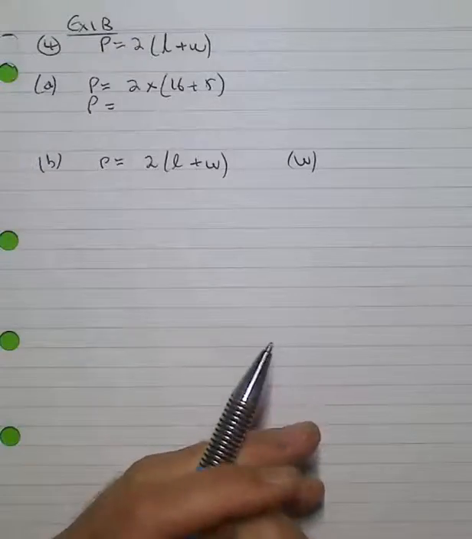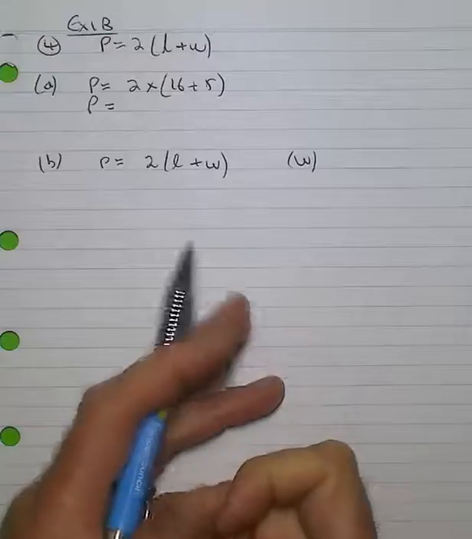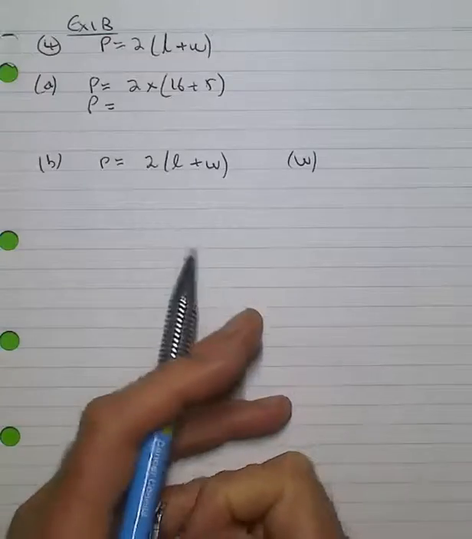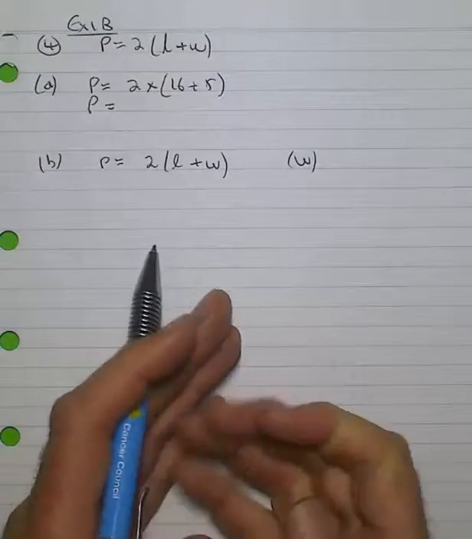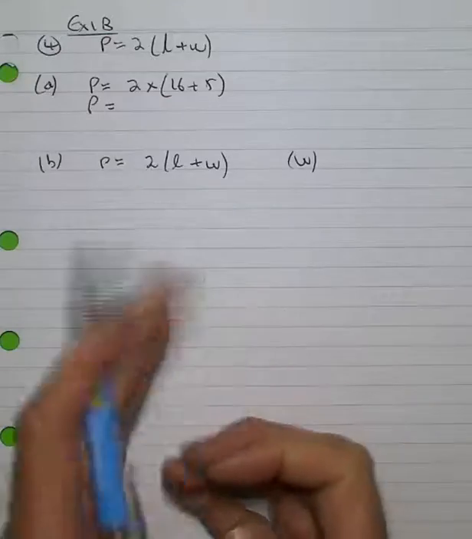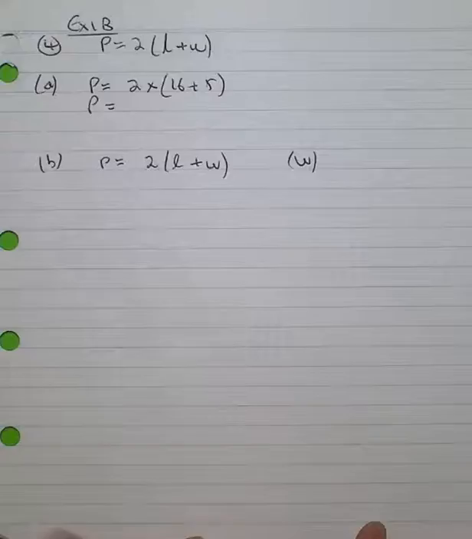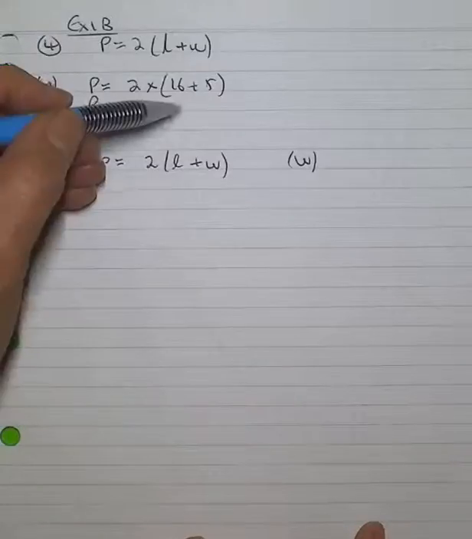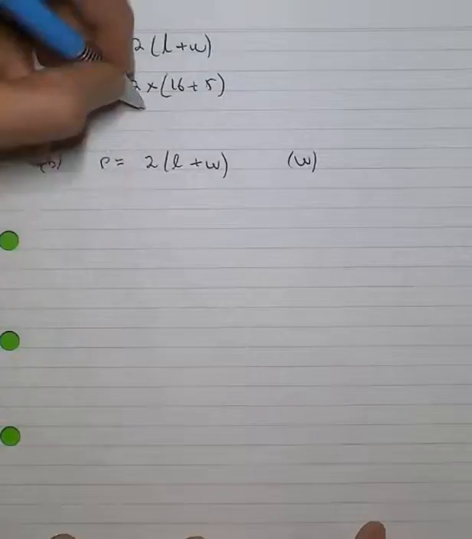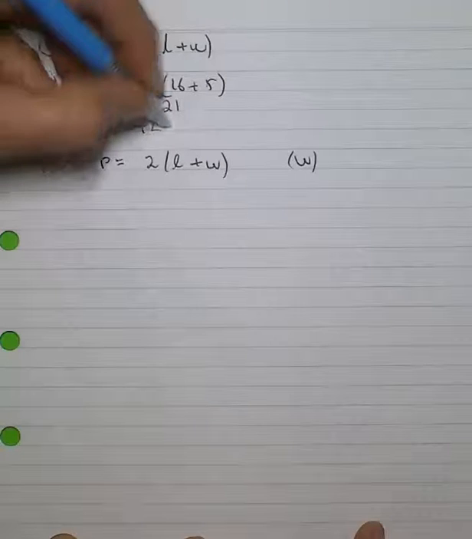Exercise 1B reviews a formula you're probably familiar with and then asks you to transpose it. And then, having found the transposed version, find a value for W, or the width if you like, given the length and the perimeter. Now, in the first instance, it's simply a plug and sub, where I'm substituting 16 and 5. So it becomes 2 times 21, or 42 centimetres.